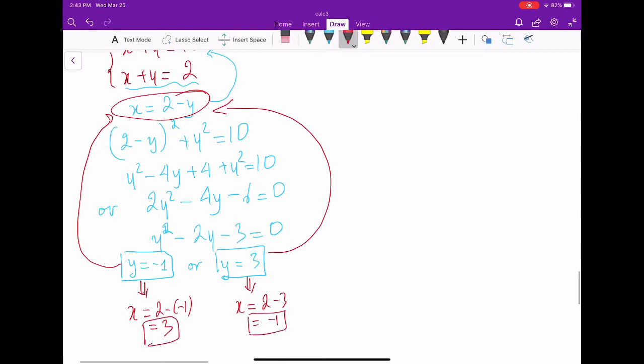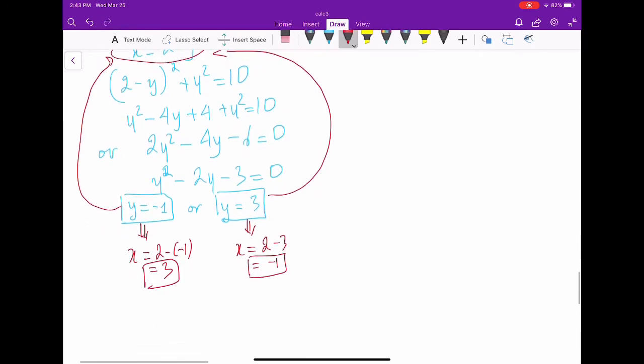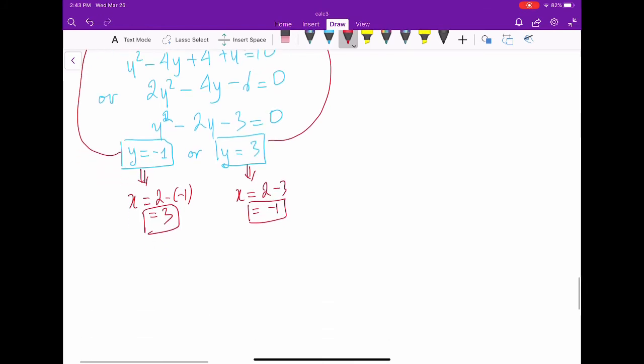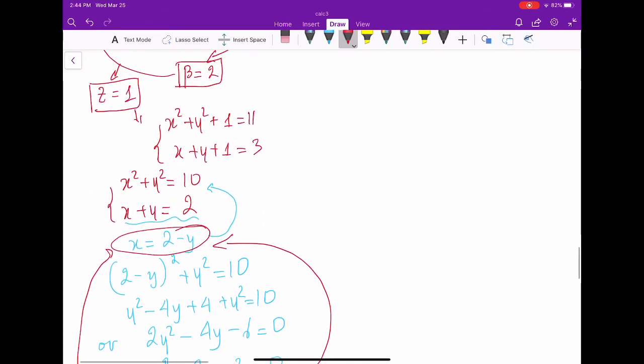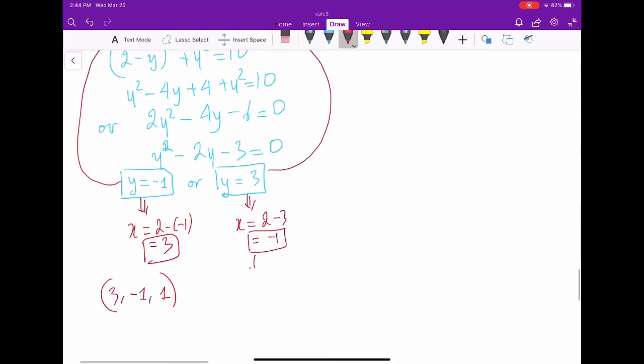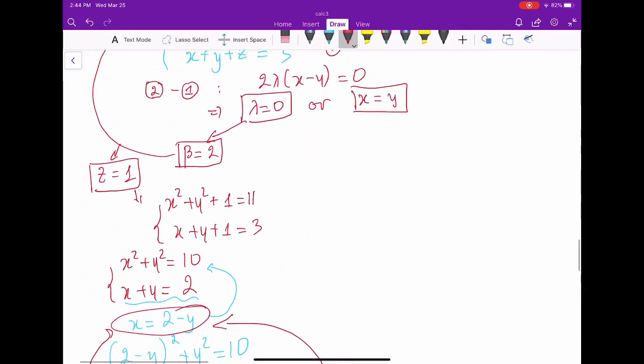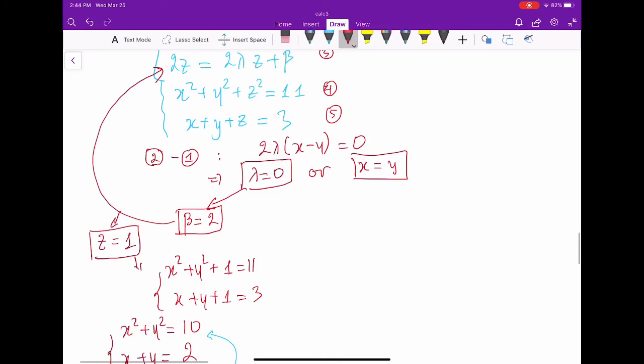So basically, you have 2 points: 3, negative 1, and 1, where z is 1, right here. And another point is negative 1, 3, and 1. So that is the first case. You see, it's pretty long, right? For lambda equal to 0.